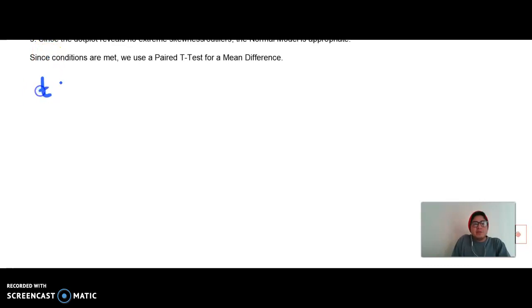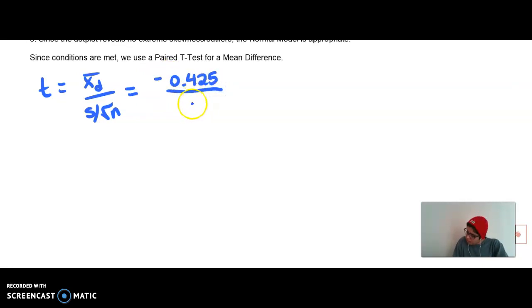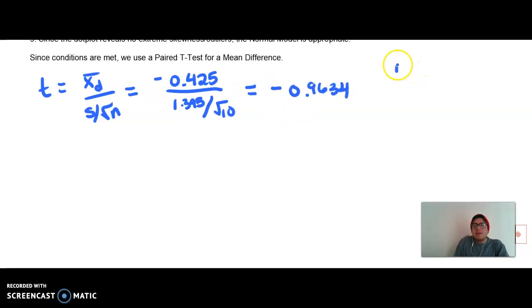So I'm going to put t as x̄d over s over the square root of n, and I'm going to use the following formula: negative 0.425 divided by 1.395 over the square root of 10. And if you do this in the calculator or by hand, we get the following result of negative 0.9634. Here my degrees of freedom is going to be 9, since n is 10. There were 10 pairs, or 10 participants.